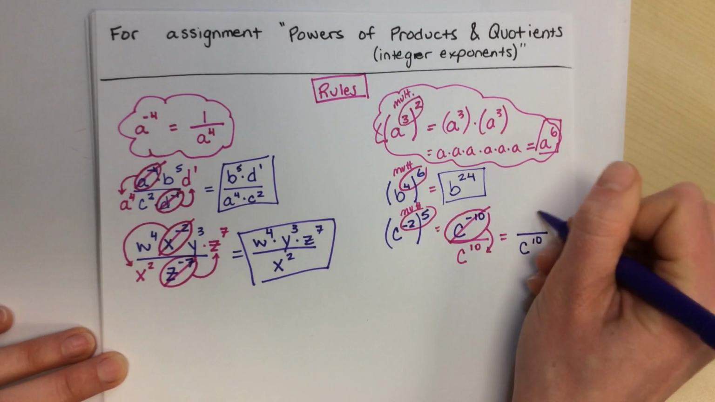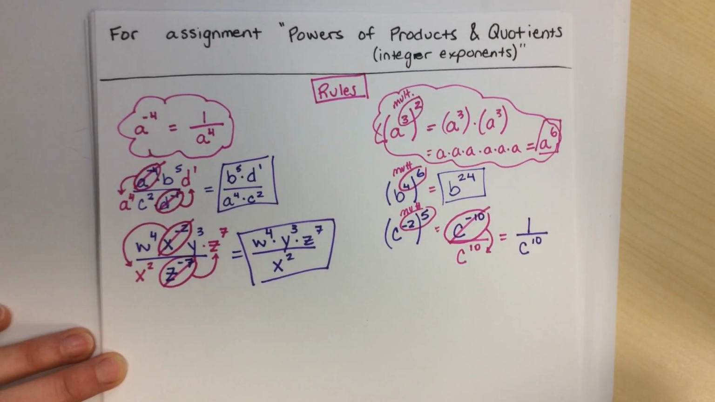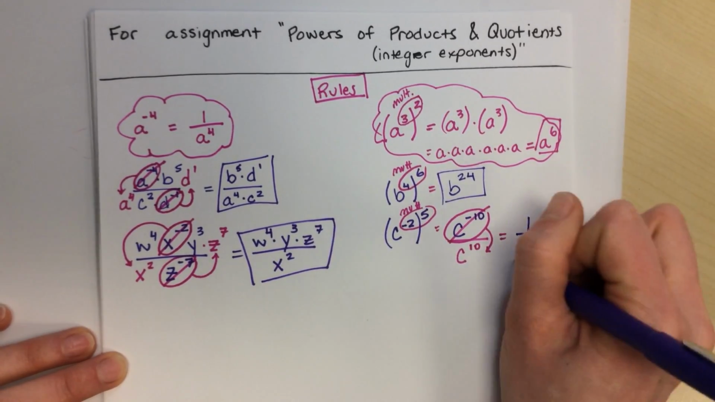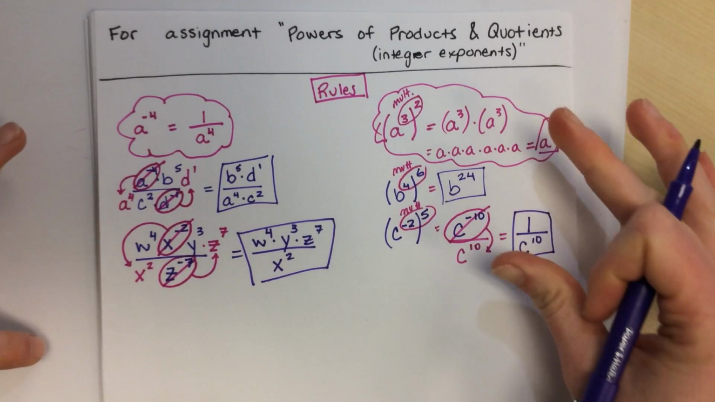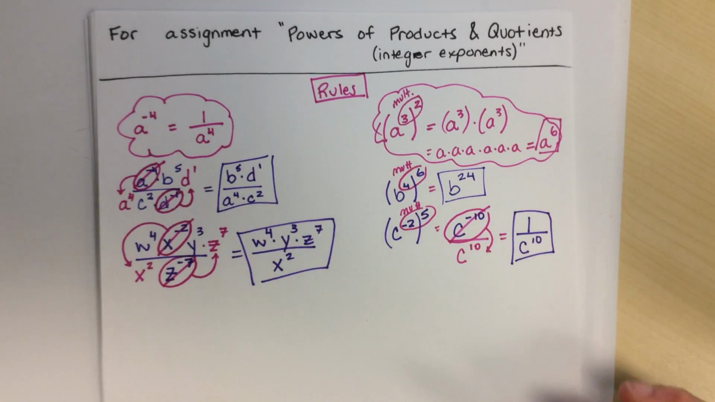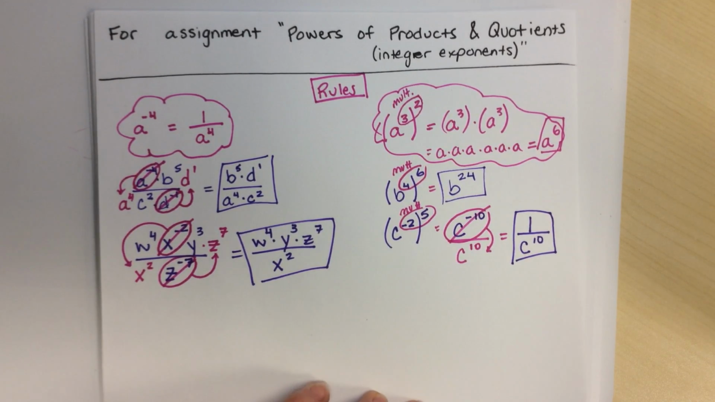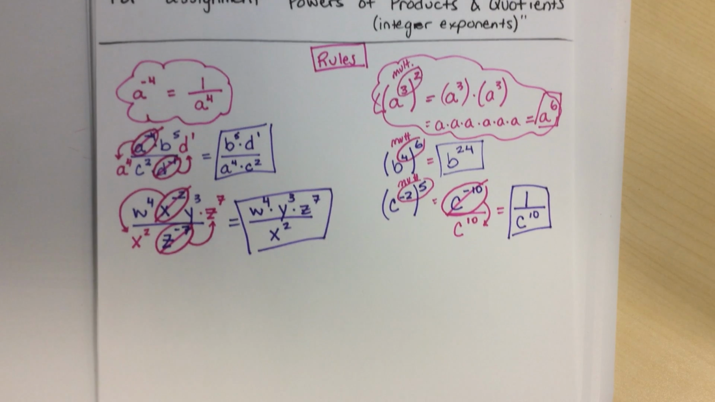But what goes up here? There's nothing up here. A placeholder for multiplication is always 1. So we have 1 over c to the 10. Bam. Okay. So these are the main rules. But this kind of expands a little more if you had more variables in the parentheses. So let's go over some of those possibilities here.